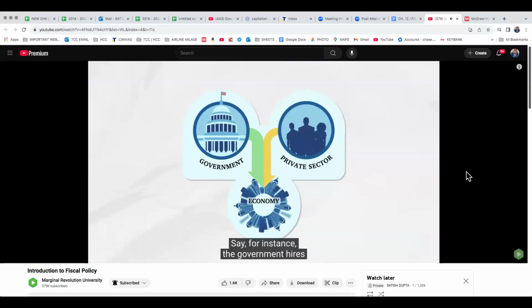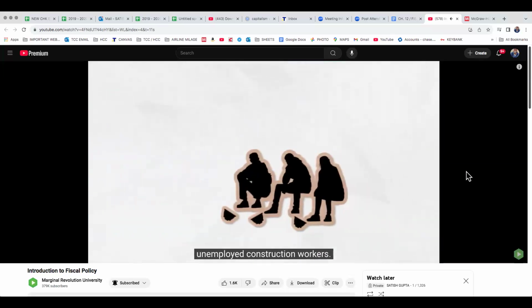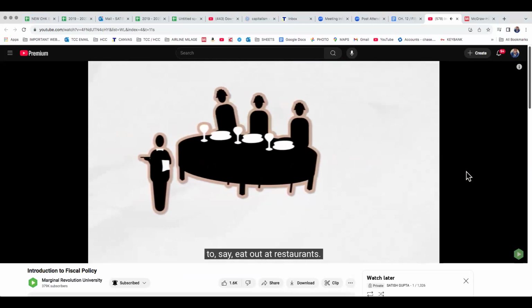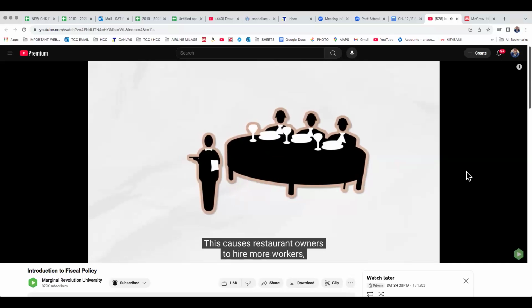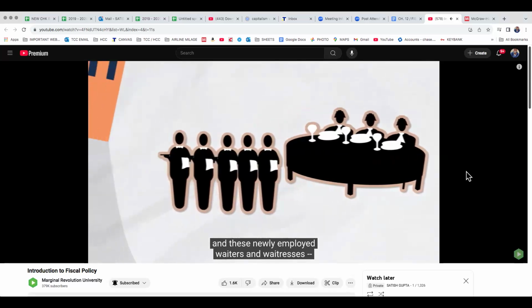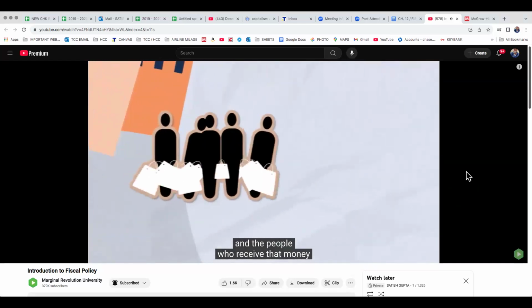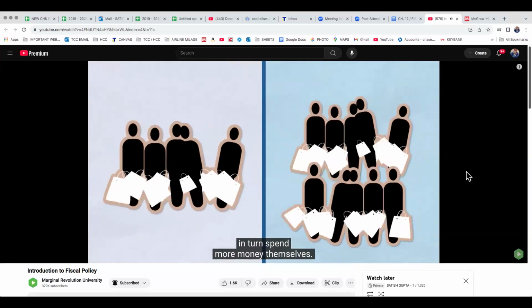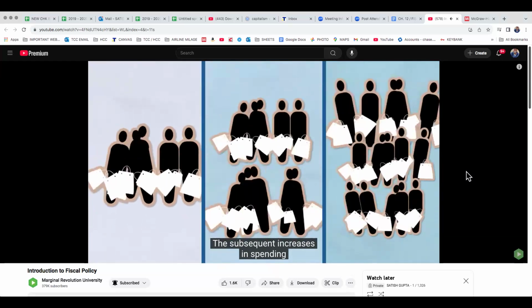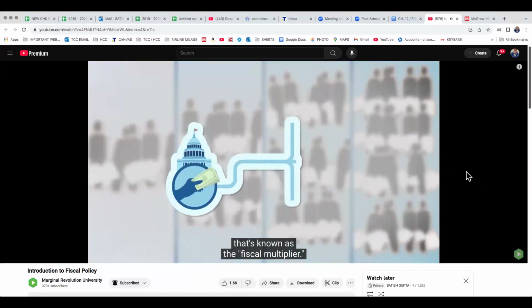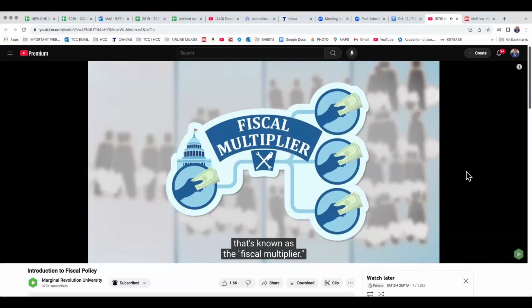Say, for instance, the government hires unemployed construction workers. These construction workers then use their new income to, say, eat out at restaurants. This causes restaurant owners to hire more workers. And these newly employed waiters and waitresses, they then spend their money throughout the economy. There's a kind of ripple effect, and the people who receive that money in turn spend more money themselves. The subsequent increases in spending caused by the initial increase in government spending, that's known as the fiscal multiplier.